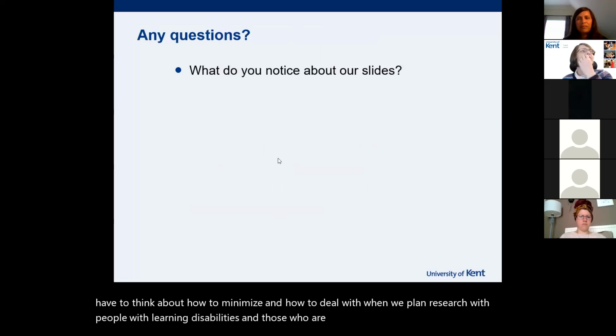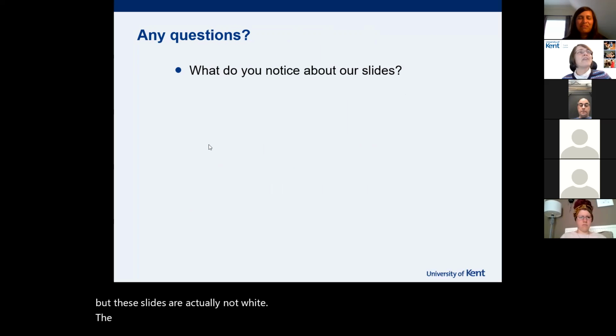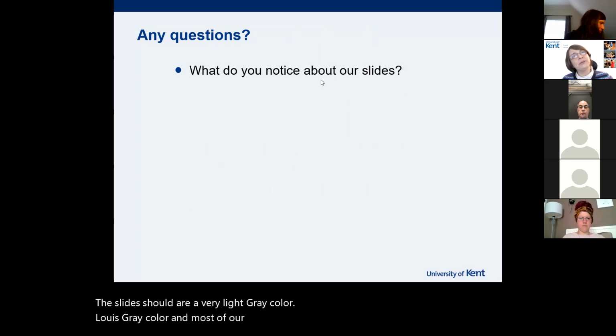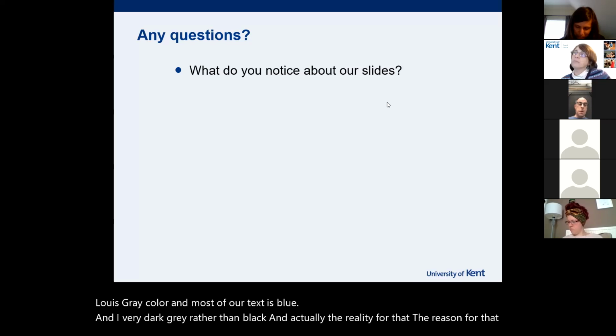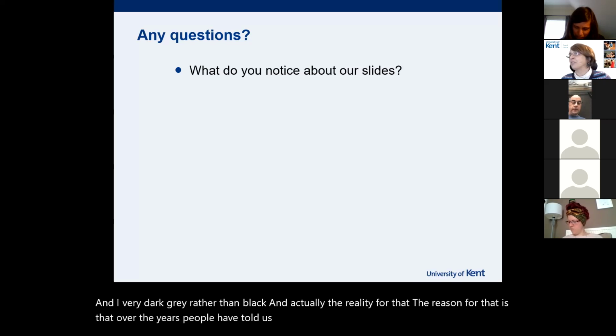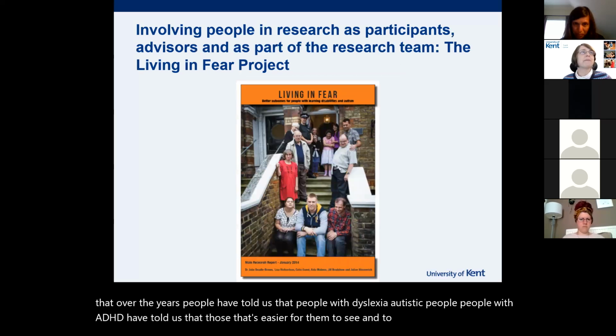You can't actually see it very well, but these slides are actually not white. The slides are a very light gray color, a bluey gray color, and most of our text is blue and a very dark gray rather than black. The reason for that is that over the years people with dyslexia, autistic people, and people with ADHD have told us that that's easier for them to see and to read and to process. Okay.